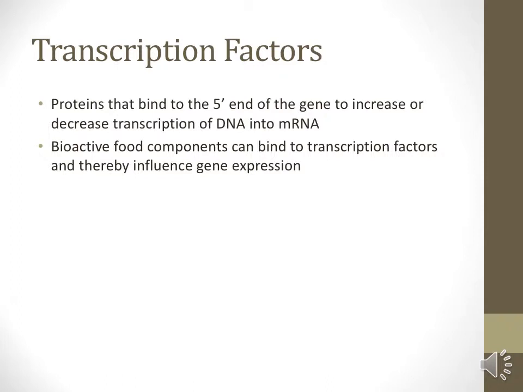So as I mentioned, bioactive food components, so things like genistein found in soy, some vitamins, polyunsaturated fatty acids, these all have roles in gene transcription. They can bind to these transcription factors and thereby influence how a gene is expressed. And so this would be an example of nutrigenomics.